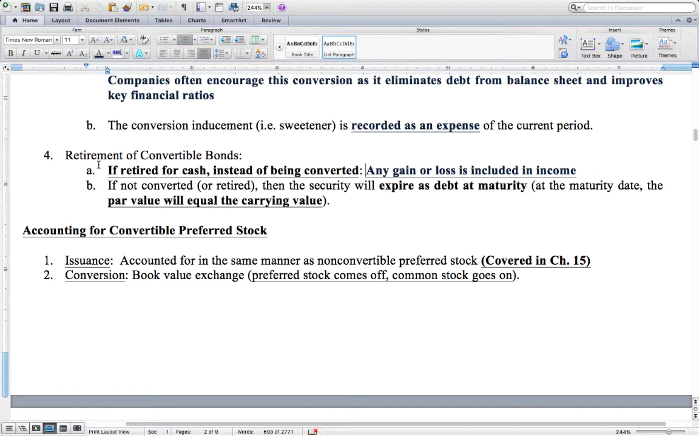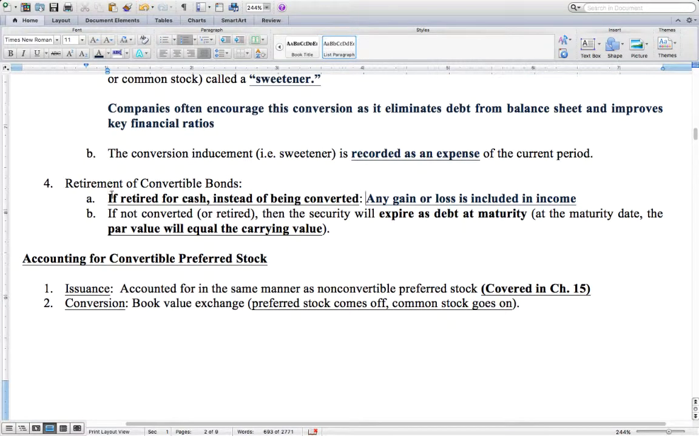Before we move on to convertible preferred stock, I just want to go back to this retirement real quick just to make sure you understand that Part A is when you elect to retire for cash instead of being converted. And the second one, Part B, is if it is not converted or retired, and then it just expires at maturity.